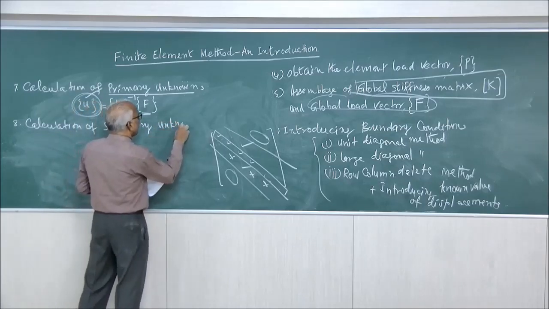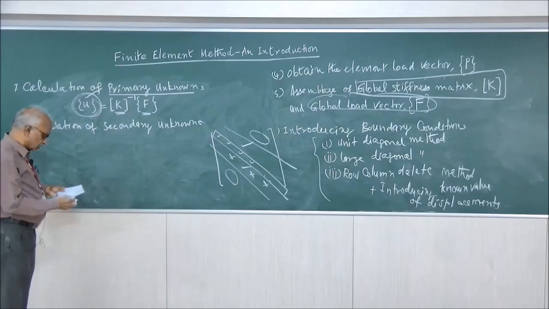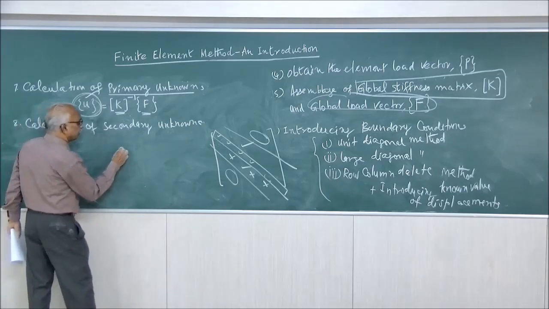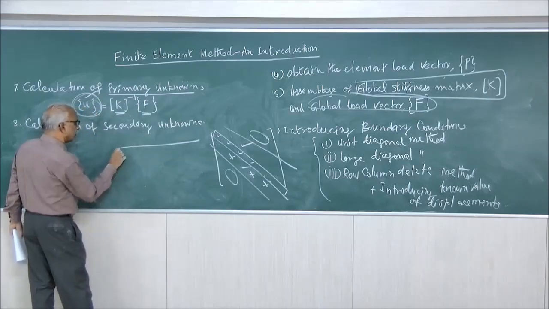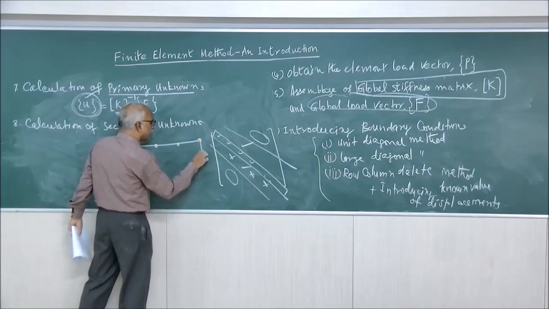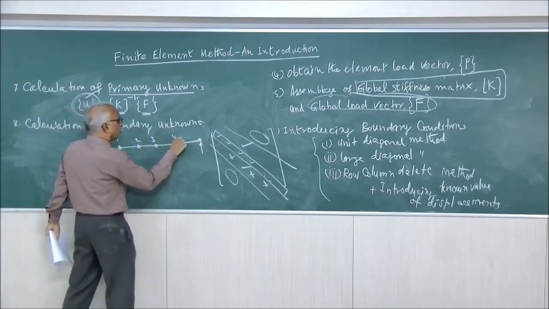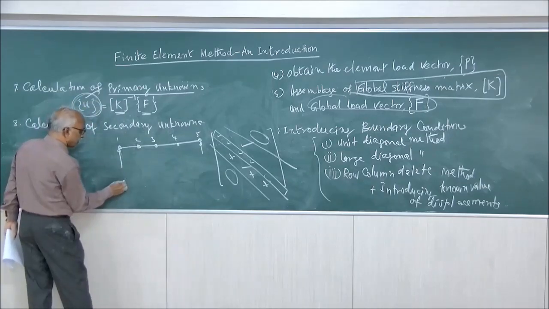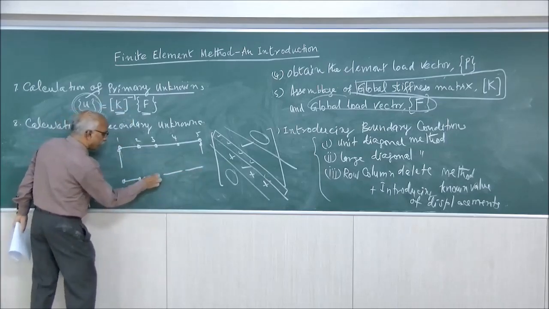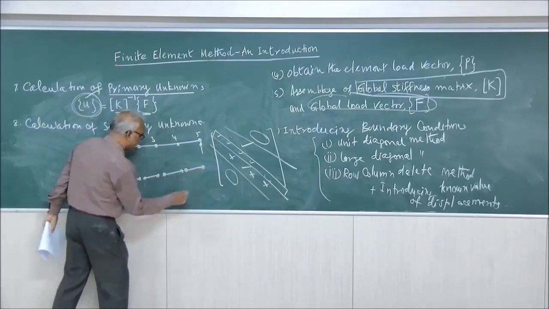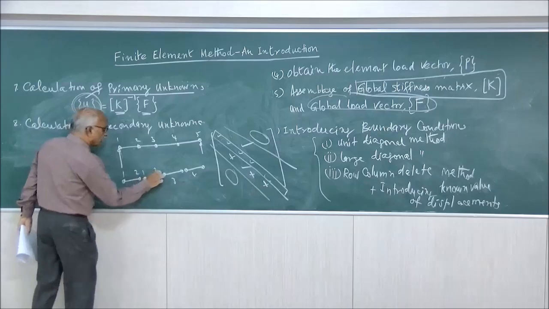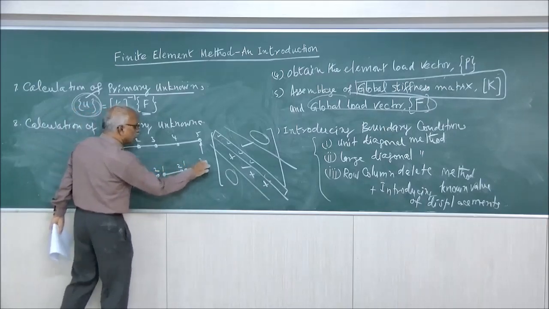Then after this, calculation of secondary unknowns. For getting the secondary unknowns, we have taken a beam with 5 nodes: 1, 2, 3, 4, 5. Assuming one displacement per node, we got 4 elements. This is 1, 2 for element number 1, 1, 2 for element number 2, 1, 2 for element number 3, 1, 2 for element number 4.